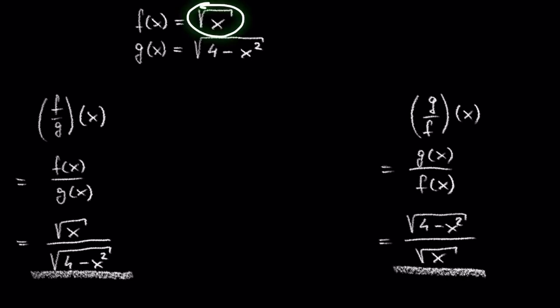If we want real numbers as solutions for the square root, we have to restrict the domain from 0 to infinity. So the domain of f is going to be 0, infinity.